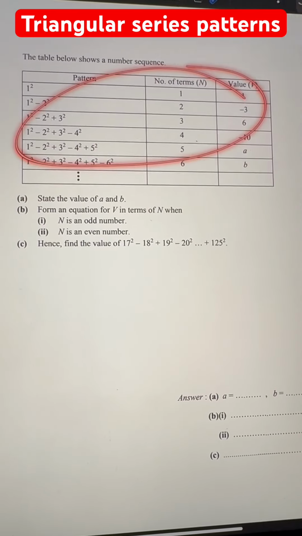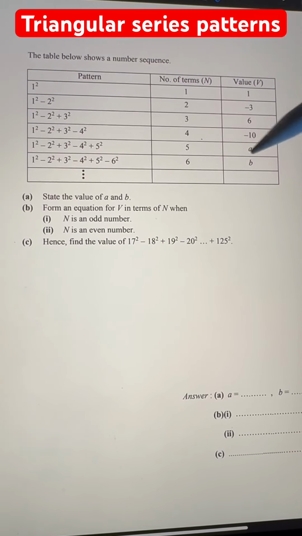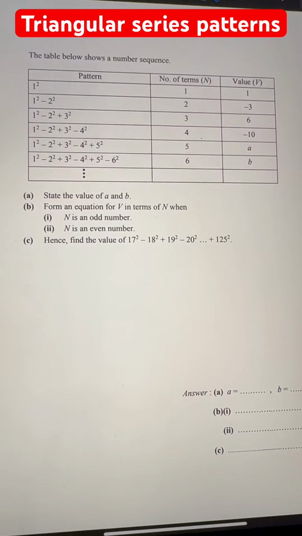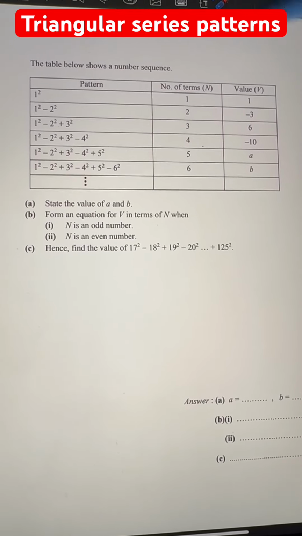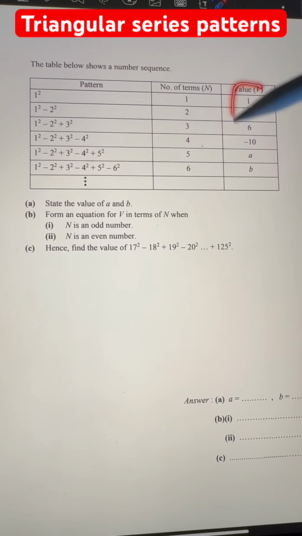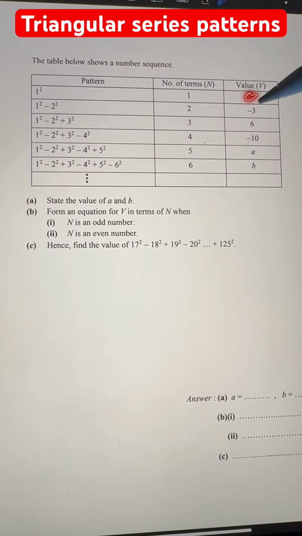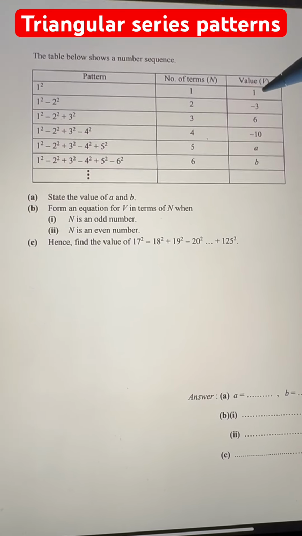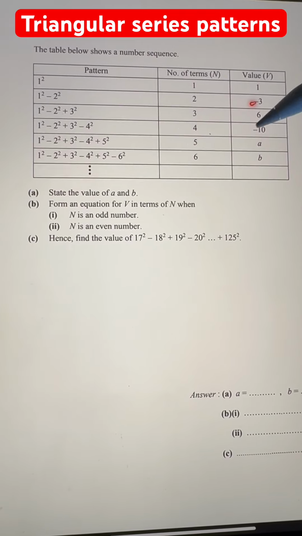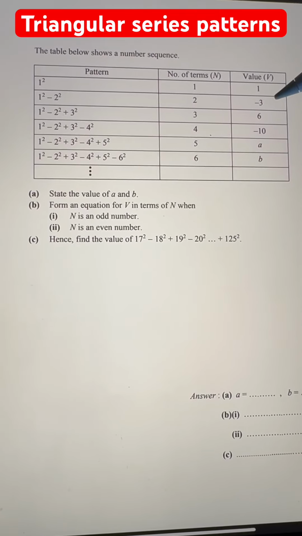The table over here shows a number sequence. Part A, state the values of A and B over here. If we look at this table closely, we can see the values at the end, which are where A and B are, they are alternating between positive and negative, and they are the sequence of triangular numbers, just we add a negative sign in front of every second term.